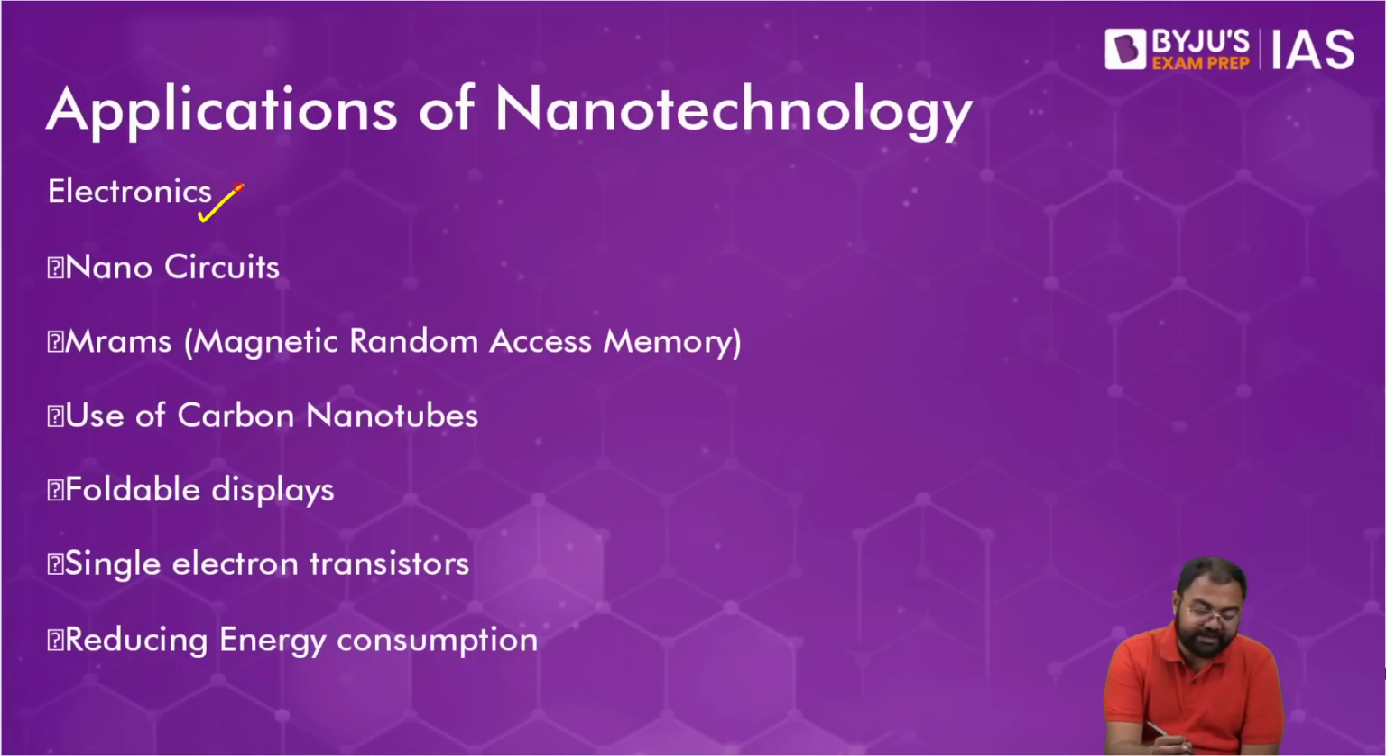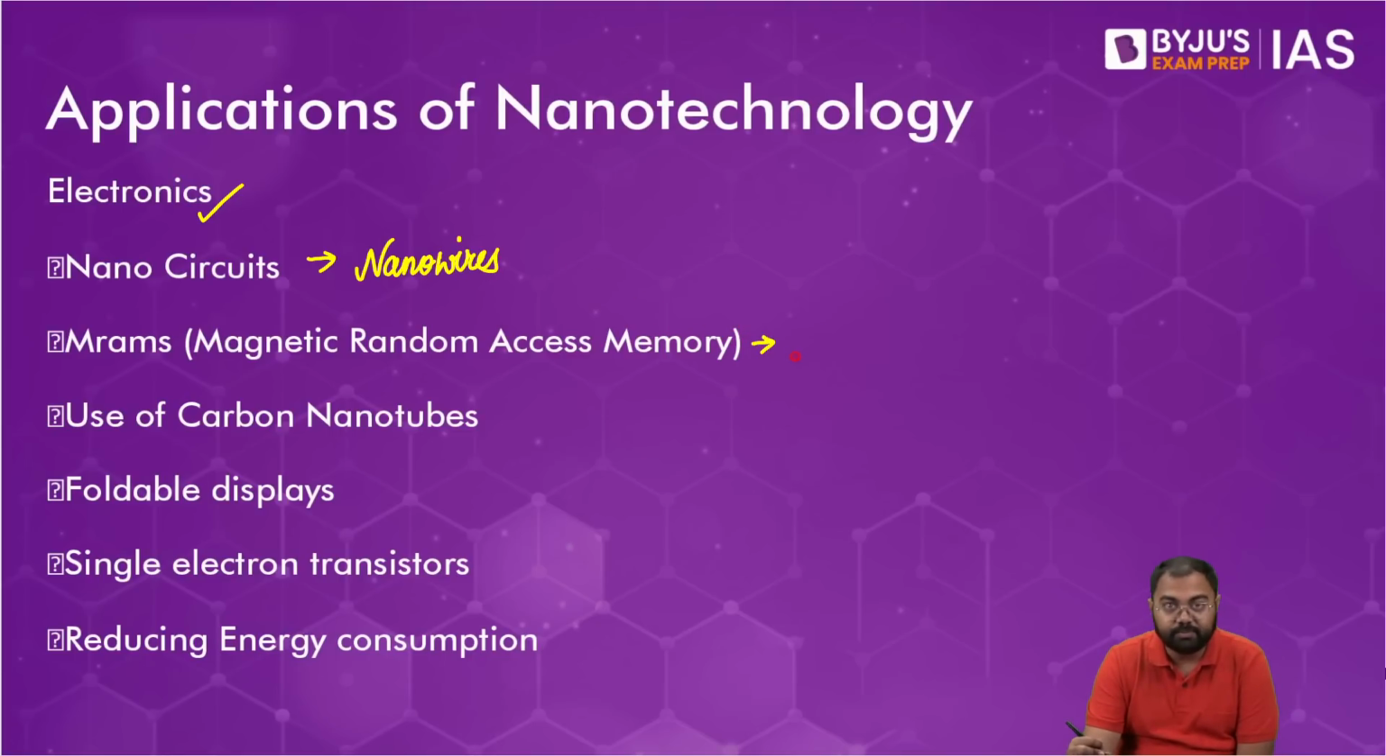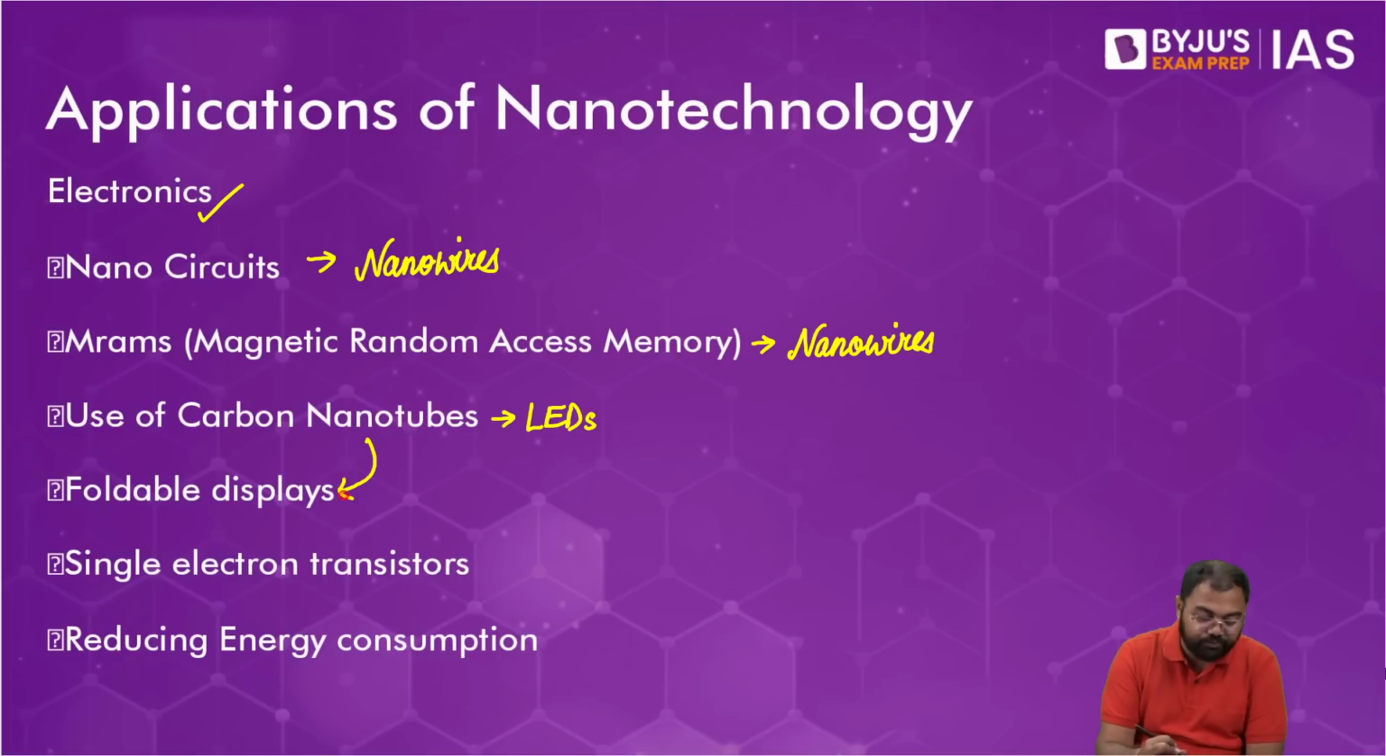Then in case of electronics, we have nanocircuits where nanowires can become useful. So we can make the use of nanowires. Then in making MRAMs or magnetic RAMs, we again see the use of nanowires in these cases. So nanowires can be used. Then the use of carbon nanotubes. So carbon nanotubes actually can be used in LEDs. They can be used in LEDs and also for making foldable displays.